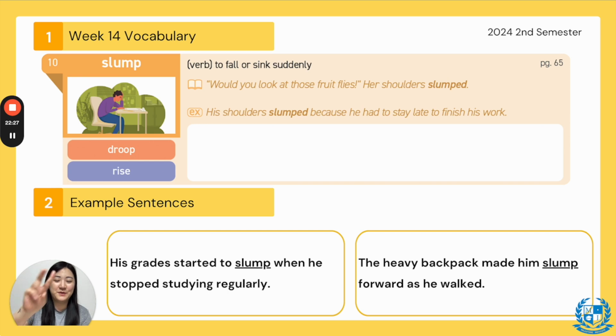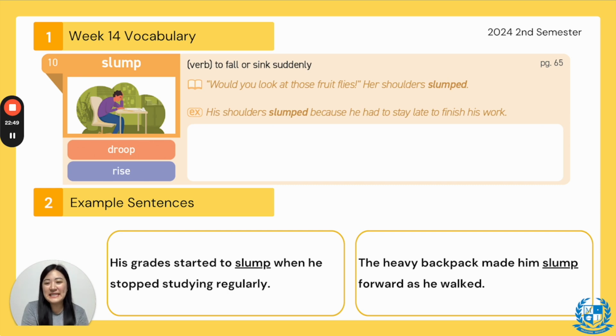1, 2, 3. His shoulders slumped because he had to stay late to finish his work. Oh no. So maybe this man had to finish work at 6, but he had leftover work, so he had to stay longer, and maybe he had to stay till 8. So his shoulders slumped. He's so sad that he didn't want to work anymore.